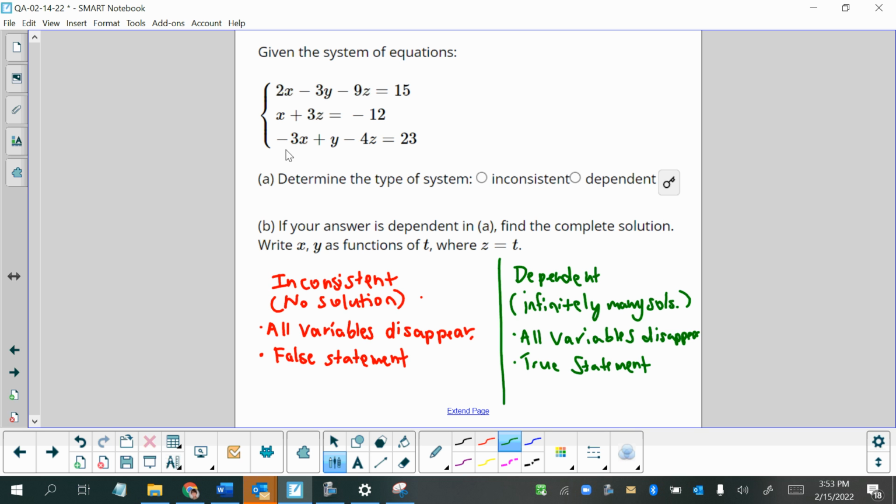We just want to see what happens when we try to solve this. We know that since there is not just one solution that's going to work for all the equations, then it's going to be one of these two things. So we just need to try to solve it like we normally would and see what happens.